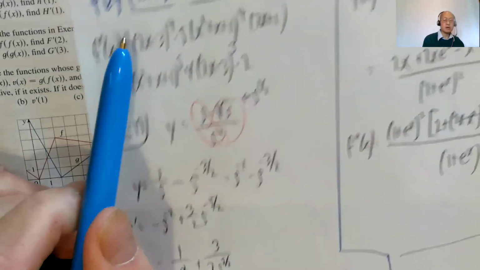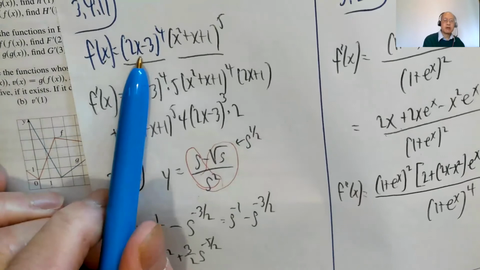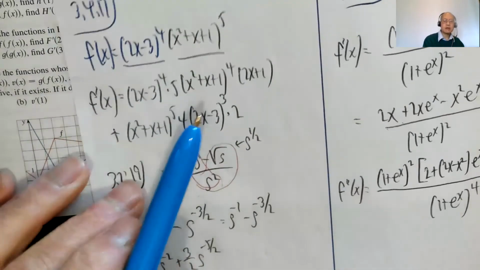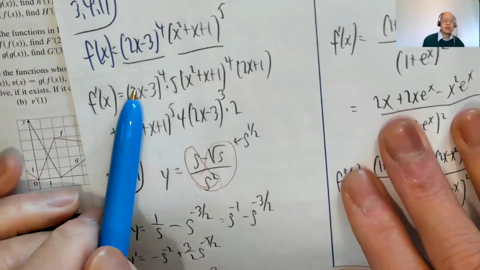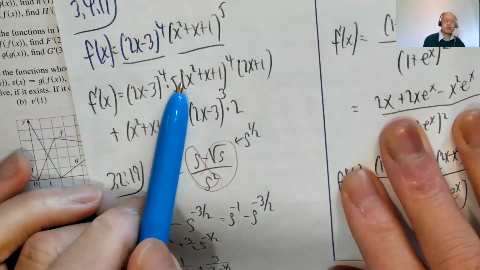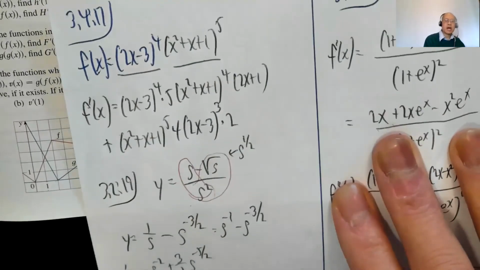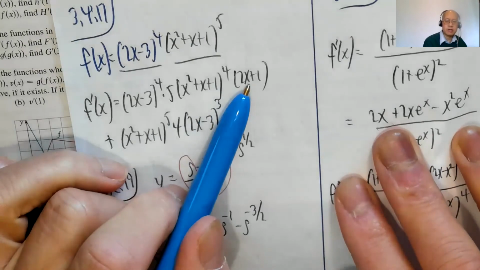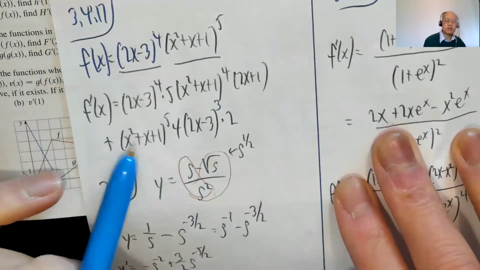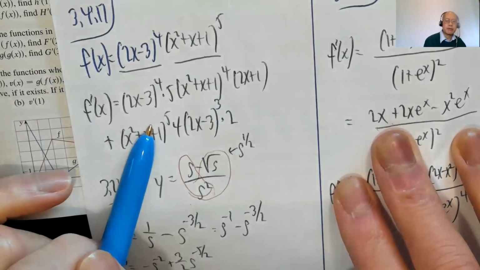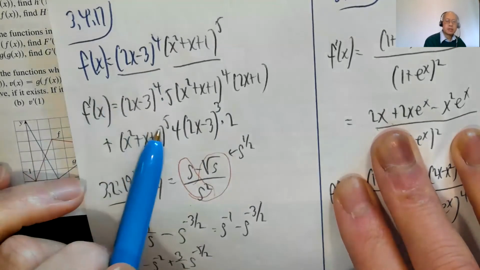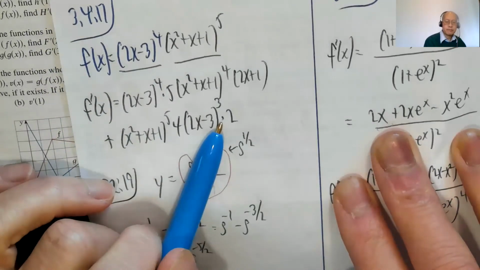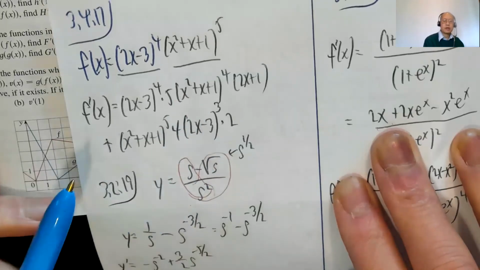17. 2x minus 3 to the 4th, x squared plus x plus 1 to the 5th. So first times derivative of the second, 5 times x squared plus x plus 1 to the 4th power, times derivative of the inside, which is 2x plus 1, plus second function, x squared plus x plus 1 to the 5th, times derivative of the first, 4 times 2x minus 3 cubed times 2. Okay, and then I would just clean up easy stuff.